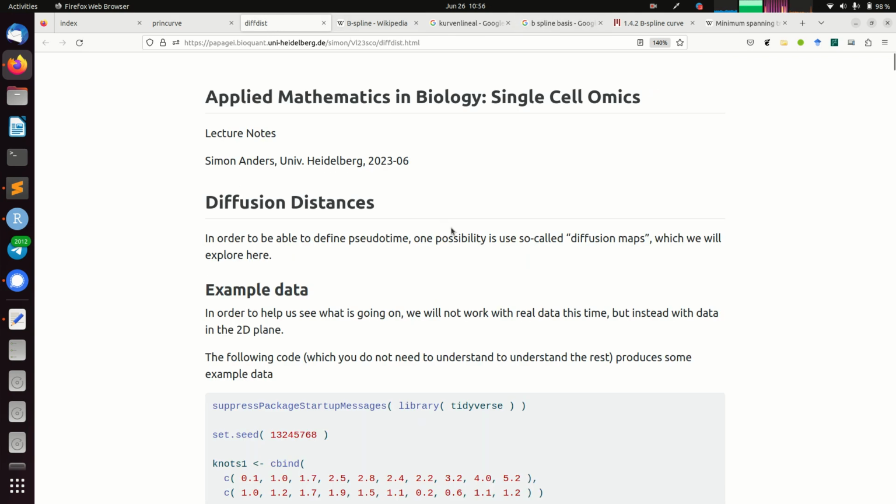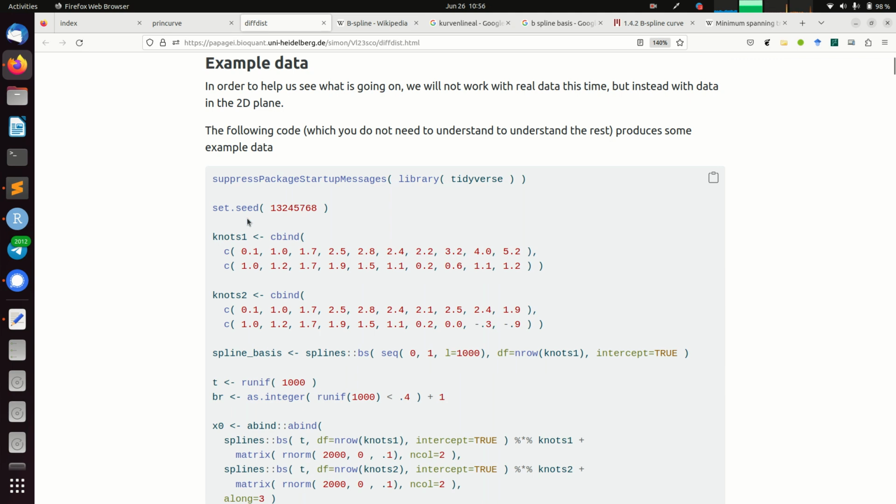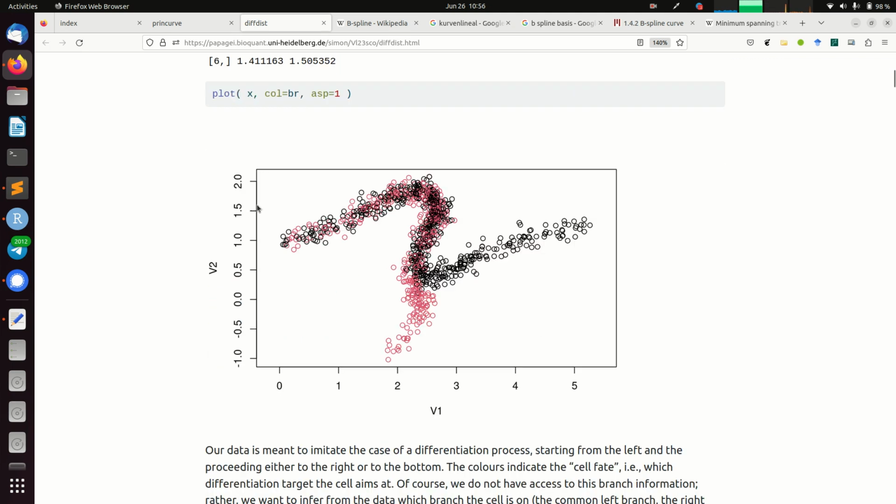So here we have diffusion distances, and I use again the same example data. And here you have our example data. I already used colors to indicate which ones are black, which are one branch and which are the other branch. Of course, our pseudotime algorithm won't see that. That's just for us, while our algorithm has by itself to find out whether it's on the red or on the black branch.